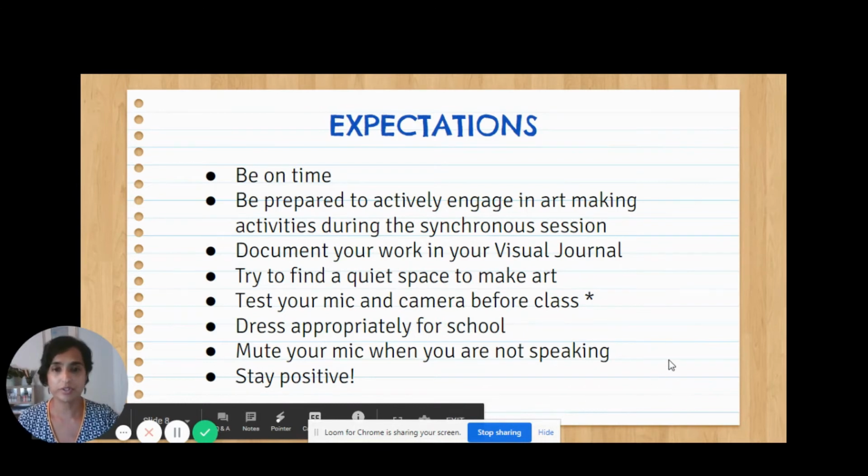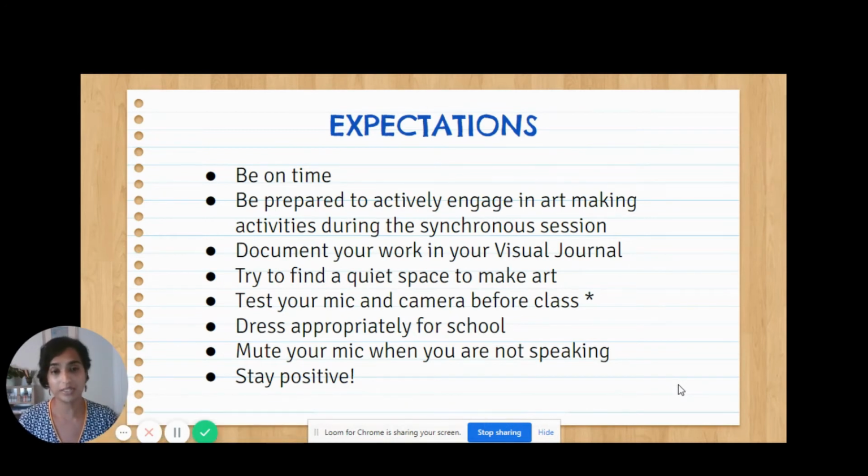So, some expectations for the course. Students need to make sure they're on time and actively engaged in the art making activities. During the synchronous session, you may find that students are not going to be on the screen the entire time. Again, because this is a very hands-on class, they will be taking screen breaks to make art, whether it's drawing from observation or going to collect materials, gather resources, or work in their sketchbook. They are going to be having those periods of time where you may see a timer on the screen and an activity that they're supposed to be doing.